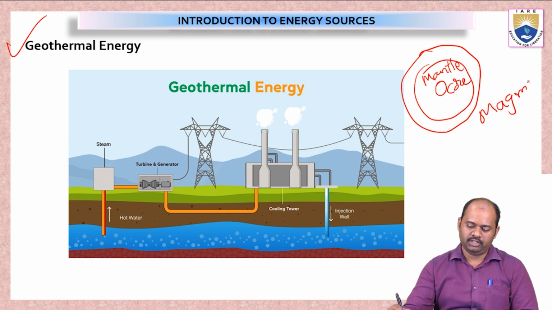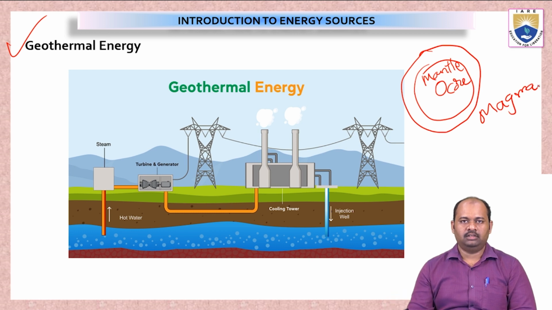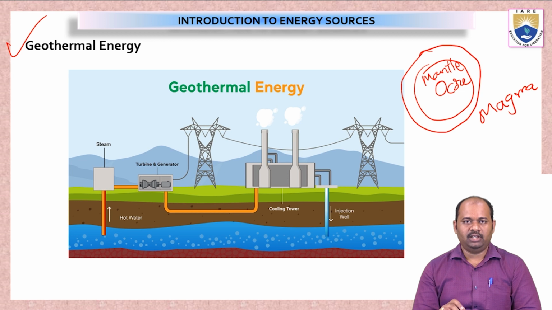Because of the high temperature inside the earth, there are no solid forms of rocks either. So this magma, whenever it comes in contact with water, the water gets evaporated easily. So that is the property of geothermal activity we are using for producing electricity.